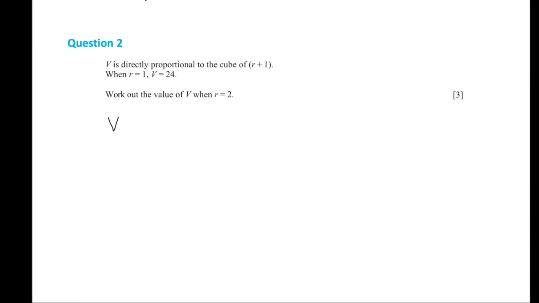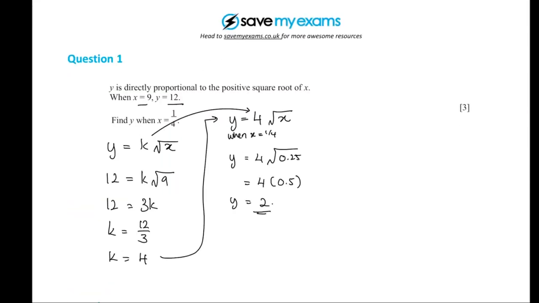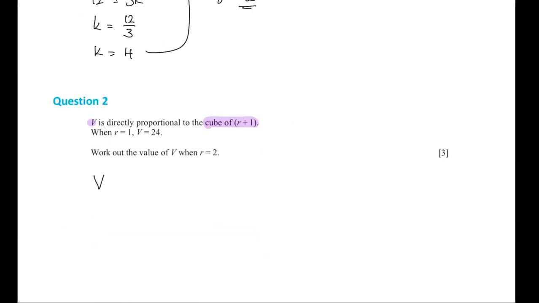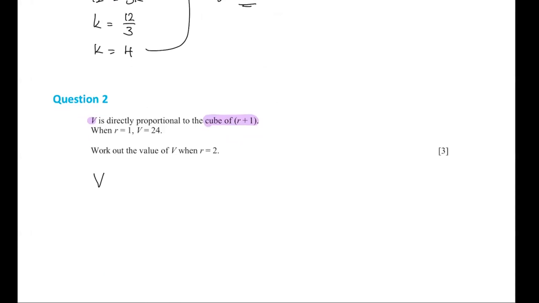V is directly proportional. You have to pay attention to the words that are given here, because a lot of students will jump and say, oh, V and this. You need to read this. Look at the first question as well. If you're careless, you will see y is directly proportional to square root of x, not x. Because a lot of students read this as y directly proportional to x. You cannot do that. All you need to do is read the questions properly. The first sentence, most of the time, is the most important one. So V is directly proportional to the cube of R plus 1.